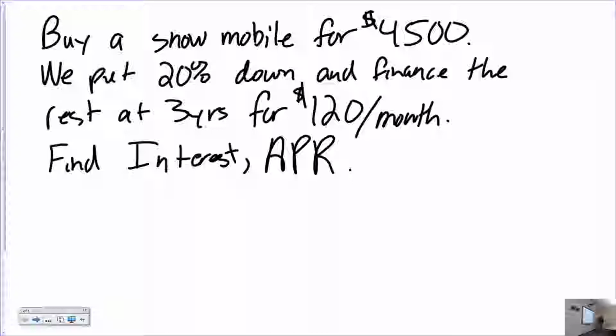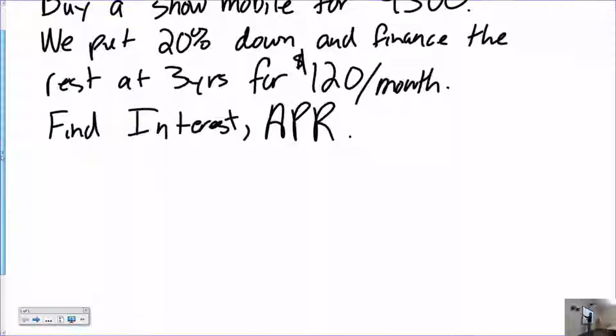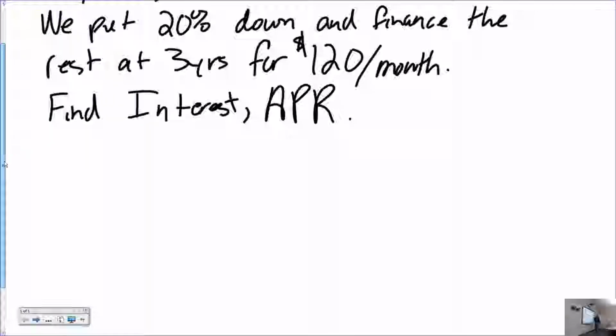So let's imagine, if you will, that we're buying a snowmobile for $4,500. We put 20% down and finance the rest for 3 years at $120 a month. Tell me how much interest I'm going to pay for this particular loan, and tell me what the APR for this loan is. Now, note, I just asked those specific questions. You may want to do everything else that normally we do on these sorts of questions first, but whatever. All right?